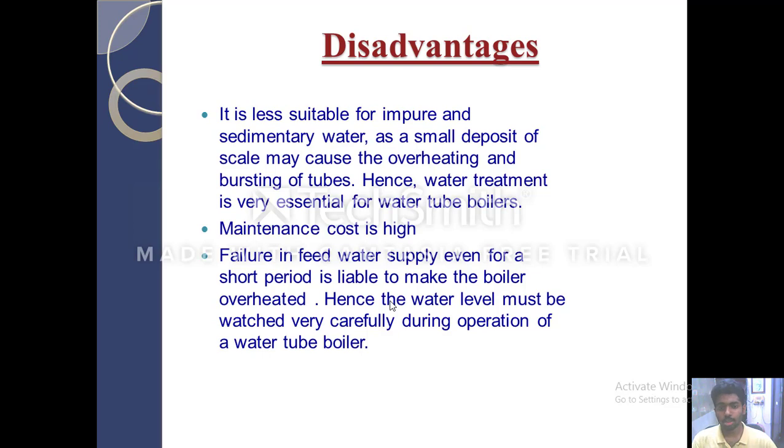So these are some disadvantages of water tube boilers. It is less suitable for impure and sedimentary water, as a small deposit of scale may cause overheating and bursting of tubes. Hence, water treatment is very essential for water tube boilers, and the maintenance cost is very high. Failure in feed water supply, even for a short period, is liable to make the boiler overheated. Hence, the water level must be watched very carefully during the operation of a water tube boiler.